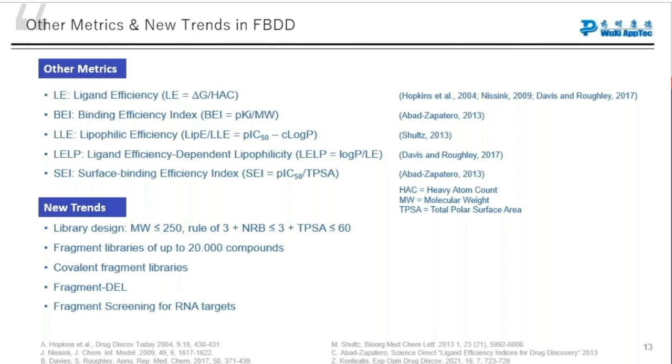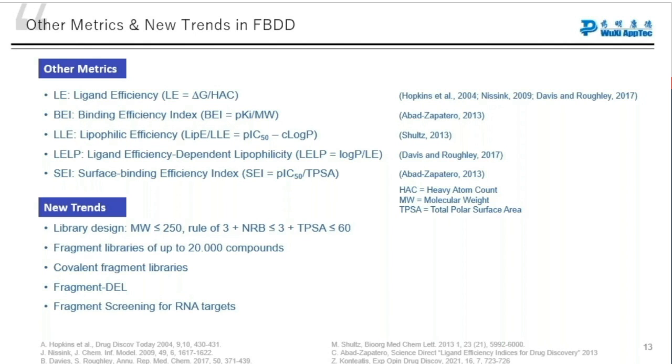But over time, there have also been some changes in the field, at least if you follow the recent reviews, in terms of what kind of techniques or libraries to use. The newest trends seem to be that the molecular weight cutoff goes down to 250. The rule of 3 has been added, in that the number of rotatable bonds should be smaller than 3, and that polar surface area should be as small as 60 or below from the start. On the other hand, people have been looking for even larger libraries, and there are vendors that offer fragment libraries of up to 20,000 compounds.